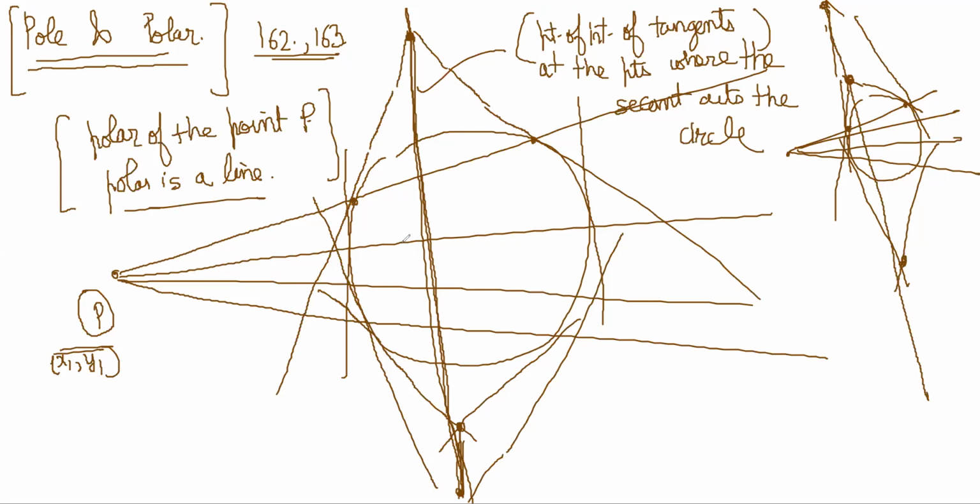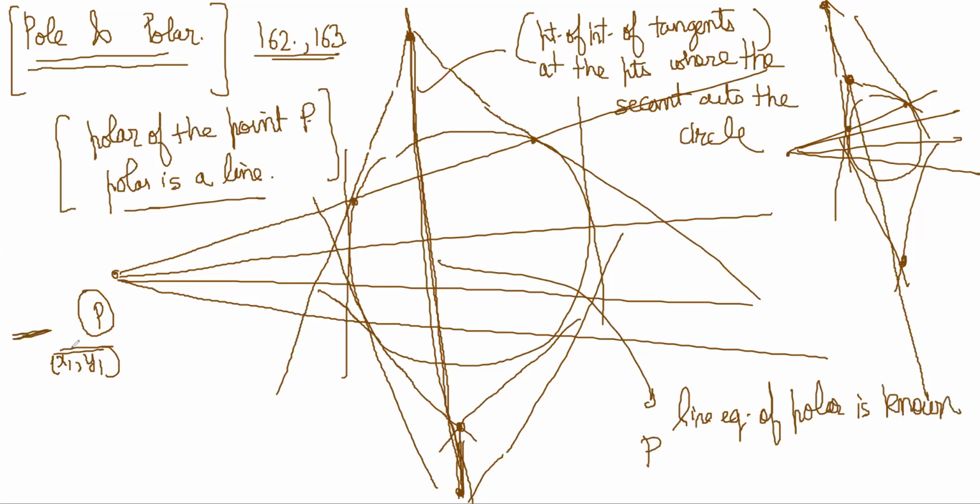Now if you have this line equation of the polar, if polar is known, then P is known as the point P from which everything started. P is called the pole of that line. Pole of the line. Pole of the polar. Basically, the point P is called the pole, and the line that comes after getting the point of intersection of tangents is called the polar. So that is the meaning.